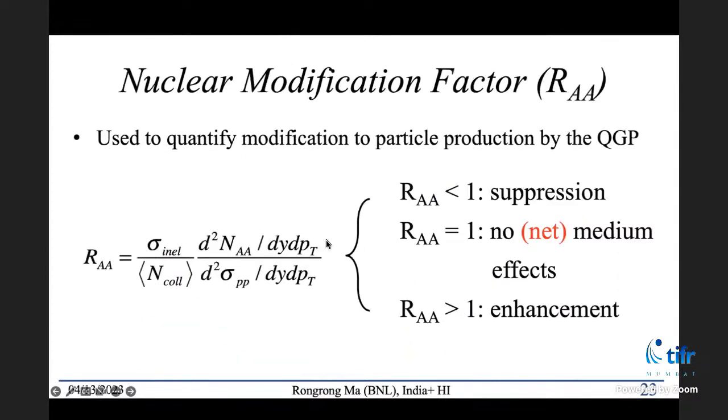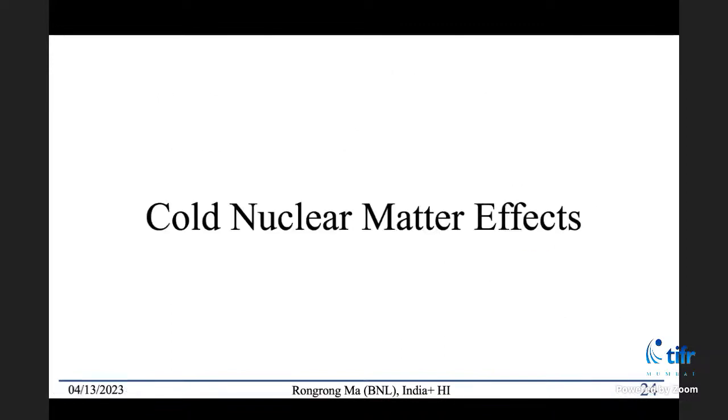We also use the so-called nuclear modification factor, RAA, to quantify the modification to the particle production by the QGP. RAA is essentially the yield in AA compared to the yield in PP, as a ratio, and you scale by the so-called number of binary collisions to take out the trivial effect that there are simply more nucleon collisions in heavy ions compared to PP. Usually when you see RAA less than one, we say there is suppression, which is the signal we're looking for in quarkonium. And if you see an RAA larger than one, we say there's an enhancement. So going into the actual results, we started with the cold nuclear matter effect.